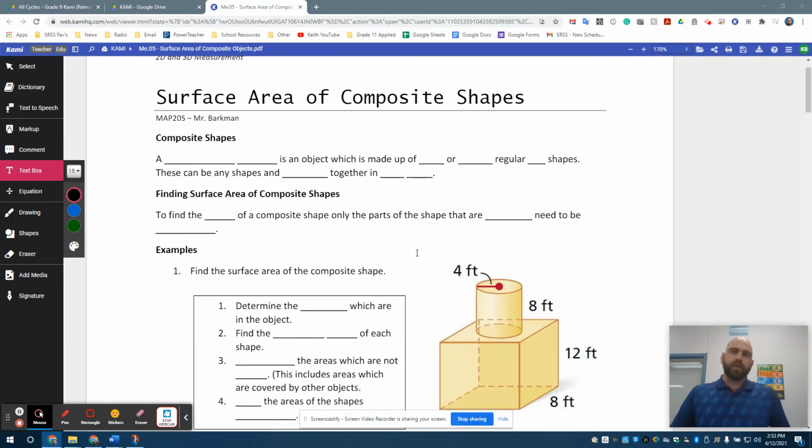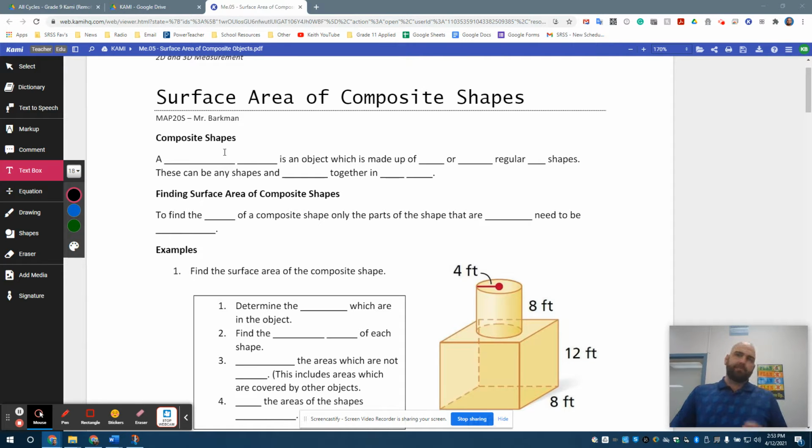In this lesson, we're going to be taking a look at the surface area of composite shapes. Now, the term composite is what we would normally use as mixing things together. If you think of a composite hockey stick or a composite alloy, it's usually two or more different things mixed together to make some sort of better product.